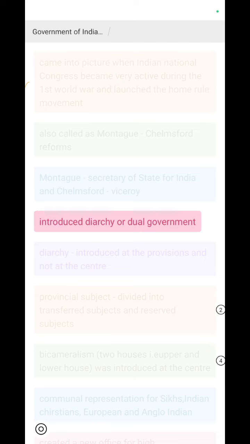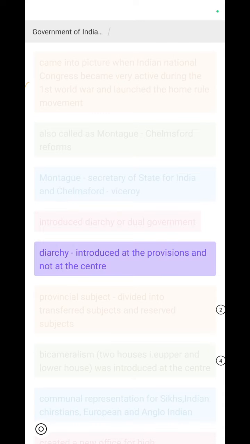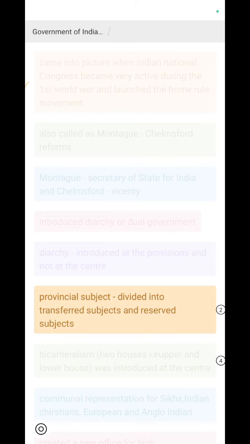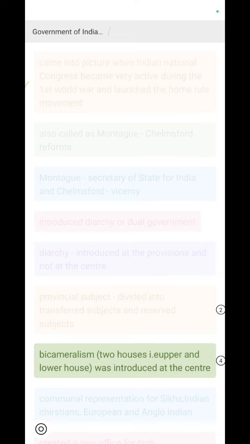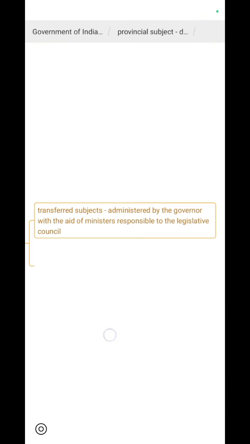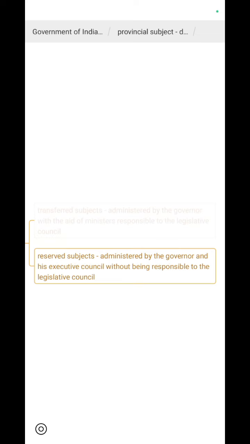This act introduced Dyarchy. Dyarchy means dual government system. Dyarchy was introduced at the provincial level only, not at the center. Provincial subjects are further divided into two: transferred subjects and reserved subjects. Transferred subjects are administered by the governor with the aid of ministers responsible to the legislative council. Reserved subjects are administered by the governor and his executive council without being responsible to the legislative council.